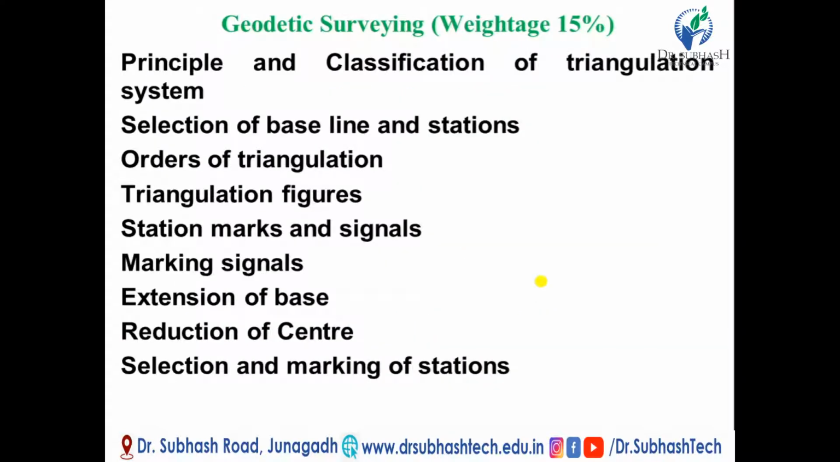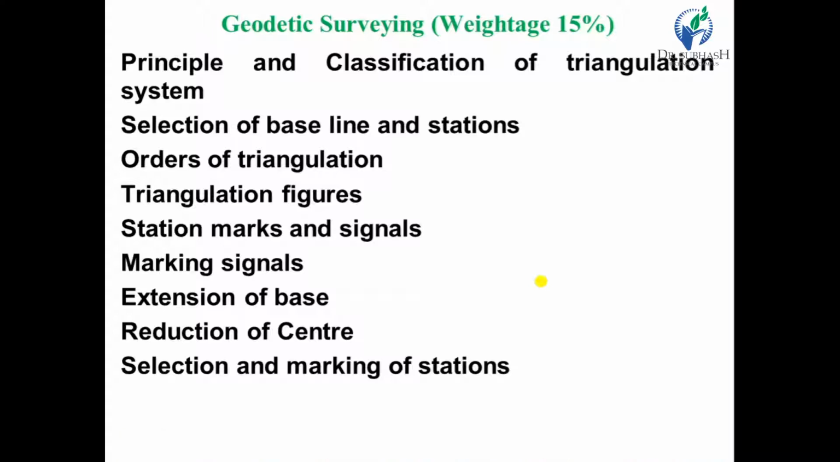In this chapter, we are learning about the principle and classification of triangulation system, selection of baseline and stations, order of triangulation, triangulation figures, station marks and signals, marking signals, extension of base, reduction of center, selection and marking of stations.